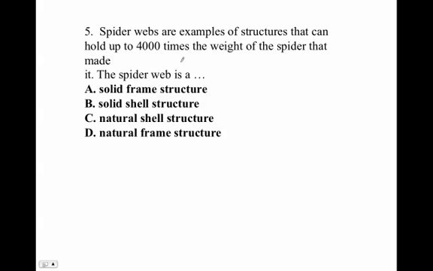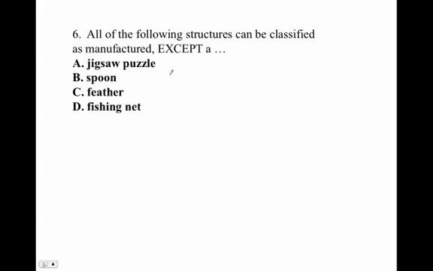Spider webs can hold 4,000 times their weight. What is a spider web? It is frame, a spider web's frame, and it's natural, so D. All the following are structures that can be classified as manufactured except what? C, a feather comes from nature.